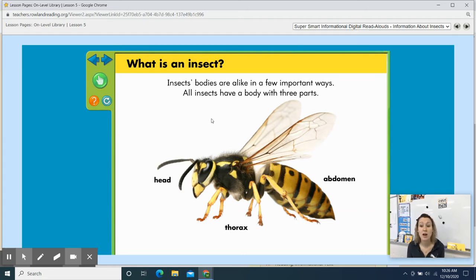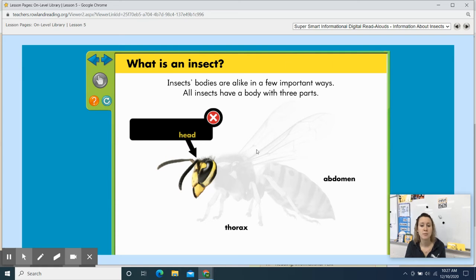Insects' bodies are alike. That means they're the same in a few important ways. All insects have a body with 3 parts. Here you see the head, thorax, and abdomen. Say head. Say thorax. Say abdomen. It says an insect has a head with eyes and a mouth.